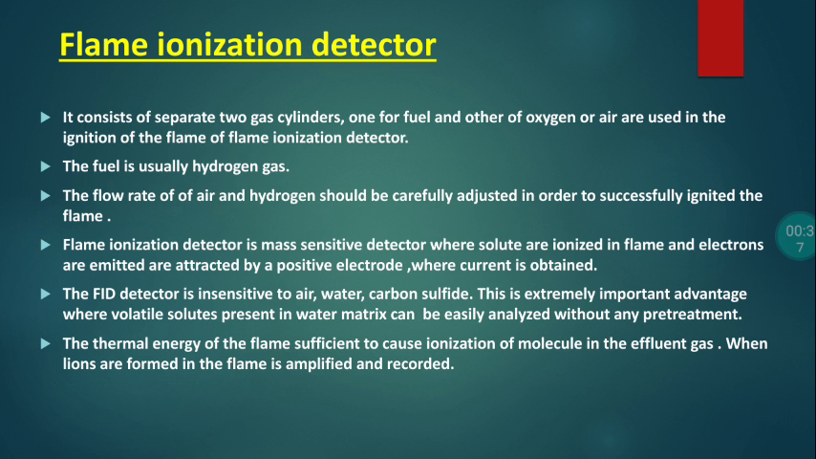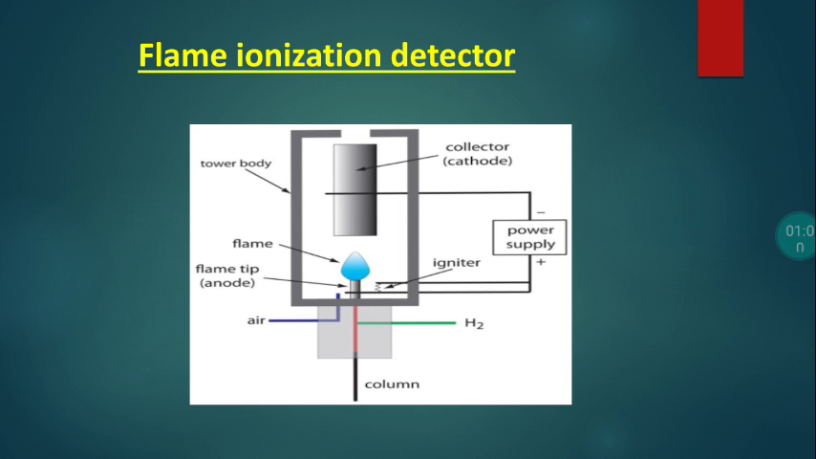Flame ionization detector. The detector has inlets for hydrogen, which is the carrier gas, and air or oxygen to burn the hydrogen and the eluent gas from the chromatograph. Hydrogen emerges through a hollow needle and is burned as it emerges, giving a colorless flame. The influent gas is mixed with hydrogen and the mixture is burned in excess of air. The thermal energy of the flame is sufficient to cause the ionization of the molecules in the influent gas.